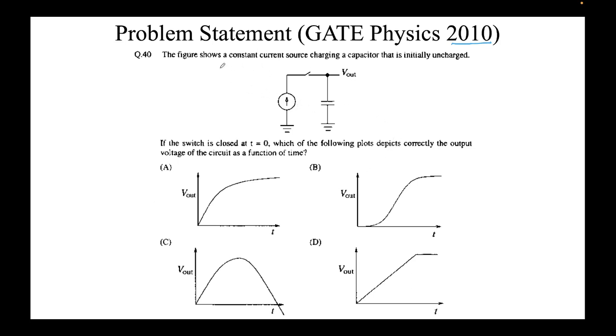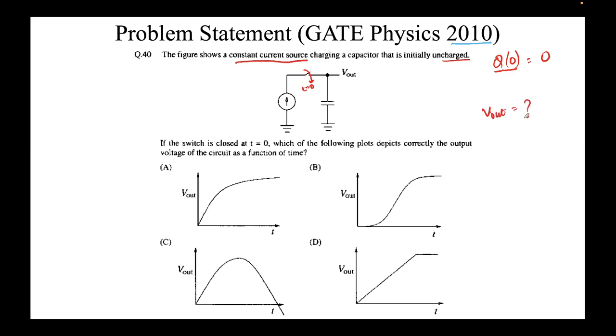The question says, the figure shows a constant current source. We'll talk about current sources in a while. It's charging a capacitor that is initially uncharged. So we can say that Q0, the charge at time 0, is equal to 0. It says when the switch is closed at t equal to 0, which of the following plots denotes correctly the output voltage of the circuit as a function of time? So we need to find V out as a function of time.